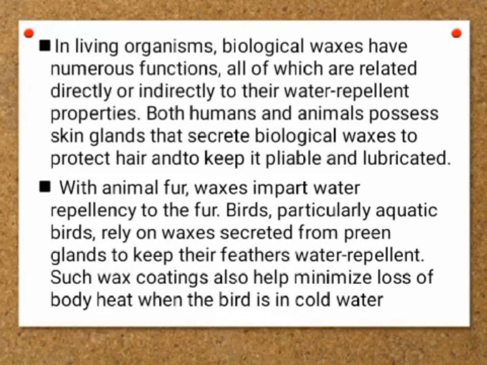In living organisms, biological waxes have numerous functions, all of which are related directly or indirectly to their water repellent properties. Both humans and animals possess skin glands that secrete biological waxes to protect hair and to keep it pliable and lubricated. With animal fur, waxes impart water repellency to the fur. Birds, particularly the aquatic birds, rely on waxes secreted from preen glands to keep their feathers water repellent. And such wax coatings also help minimize loss of body heat when the bird is in cold water.